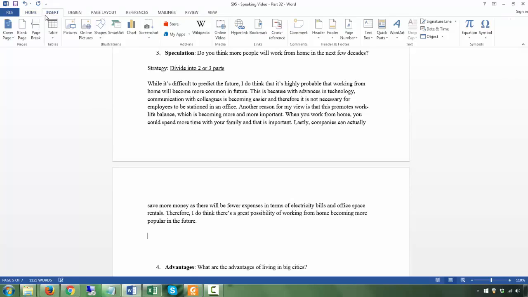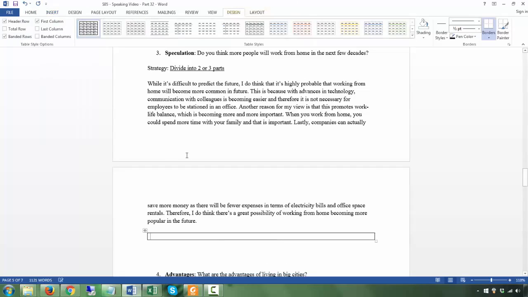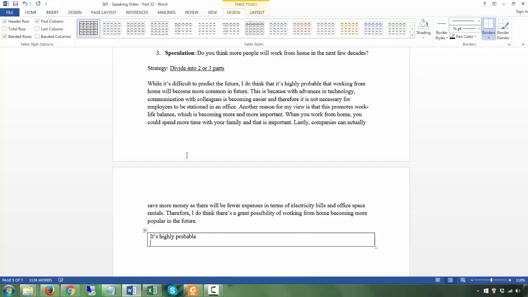good language because the question is about speculating. And this is a good phrase to use. It's highly probable. That means I think this is going to happen, because basically we don't really know 100% what's going to happen. Okay, so this is your first point, and then you give reasons because of advances in technology. Okay, nice phrase there, although it's very common. Communication with colleagues is becoming easier, and therefore it is not necessary, blah, blah, blah.